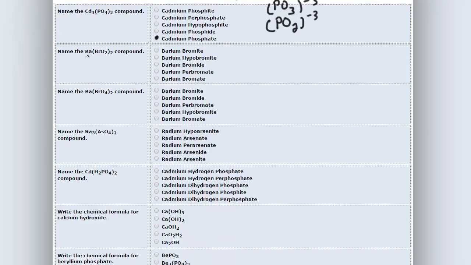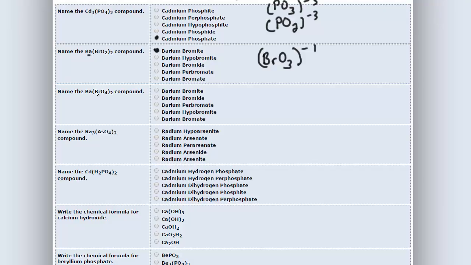Name the compound. Ba is barium and BrO2. BrO3 is called bromate. It has a charge of -1. And so this is BrO2, so it's one less oxygen, so it's called bromite. So this would be barium bromite.